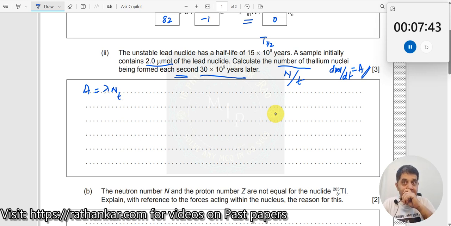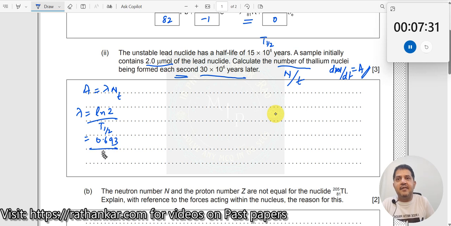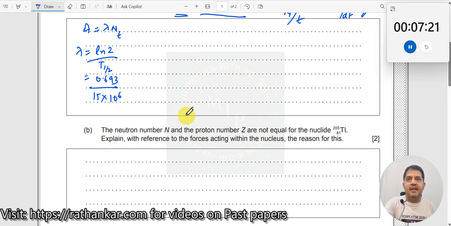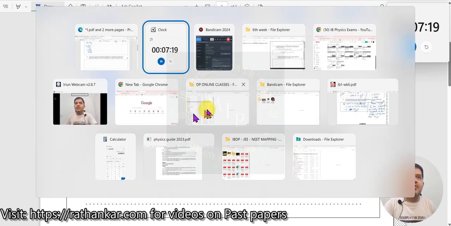Simple. So therefore first we need to get the value of lambda. How do I get the value of lambda? Lambda is given by the formula ln2 divided by t half. Decay constant, which should now be 0.693 divided by what is t half? T half is 15 into 10 to the power of 6 years. So now let me write down this value, calculate this value. How much does it come out to be?